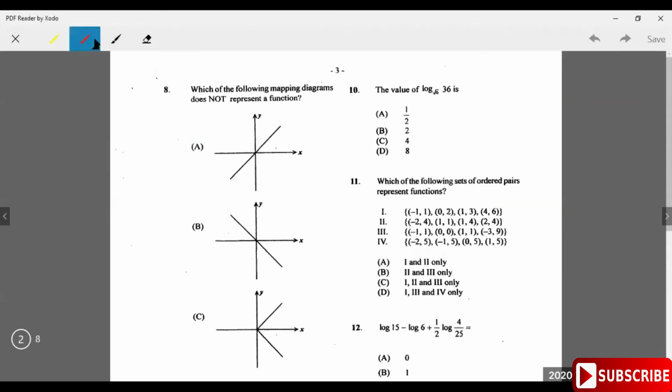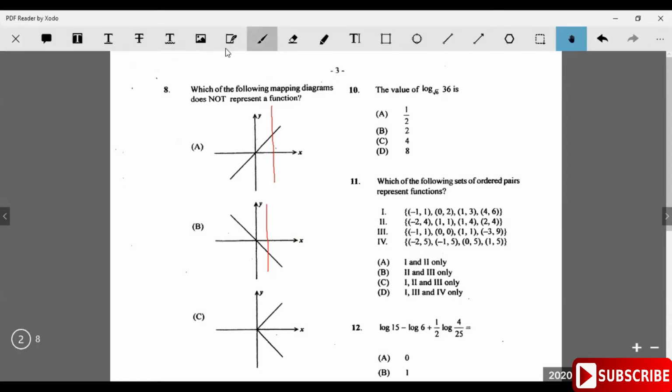All right, question 8. Question 8 is asking which of the following mapping diagrams does not represent a function? In order to know which does not represent a function, there's what is known as a vertical line test. If you do a vertical line test and it cuts the line at only one point, then it's a function. If it cuts it at more than one point, then it's not a function.